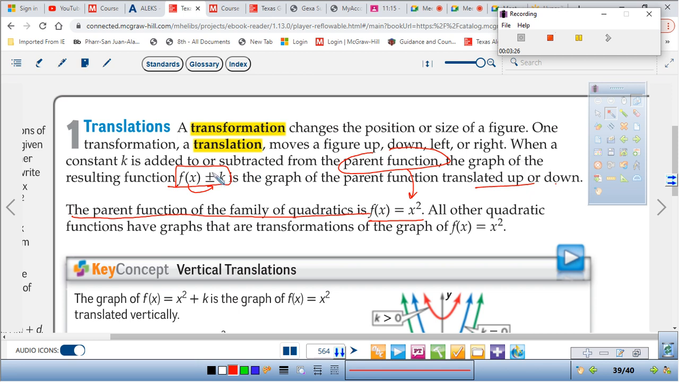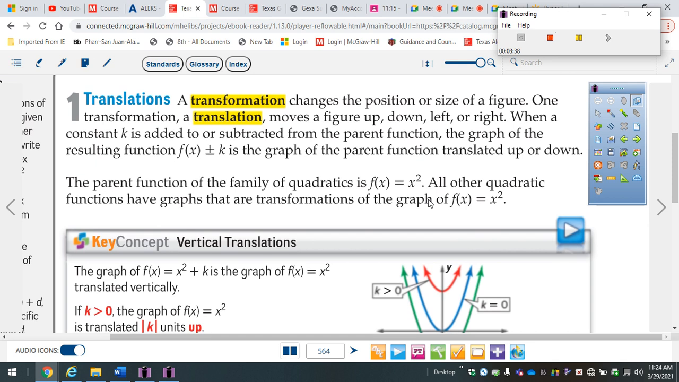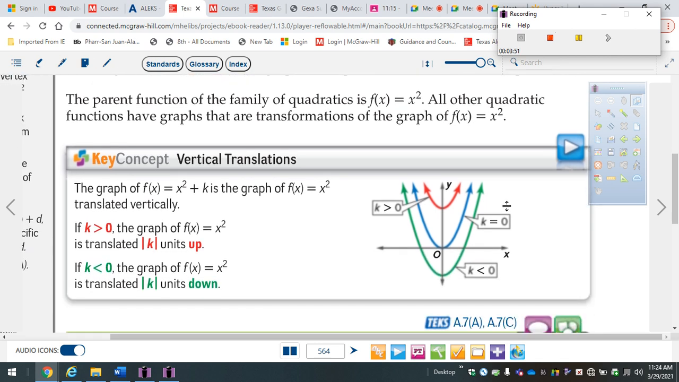What do you think translates it up? It's when you add a constant. What do you think moves it down? When you subtract a constant. Okay? And that's kind of like your y-intercept kind of thing. All other quadratic functions have graphs that are transformations of the graph of f of x equal to x squared, your parent function. So saying all functions that are quadratic come from the parent function. They just did something to it.